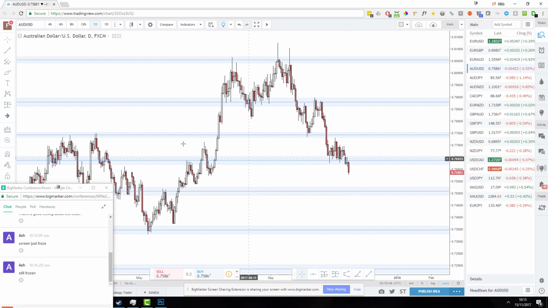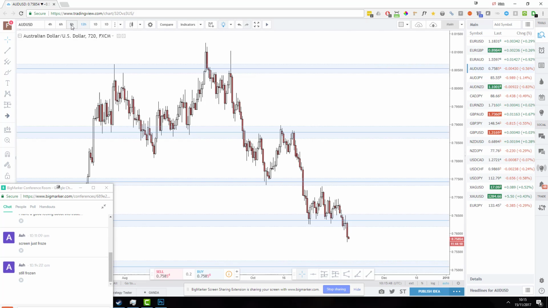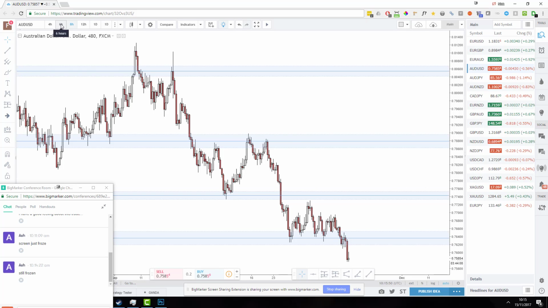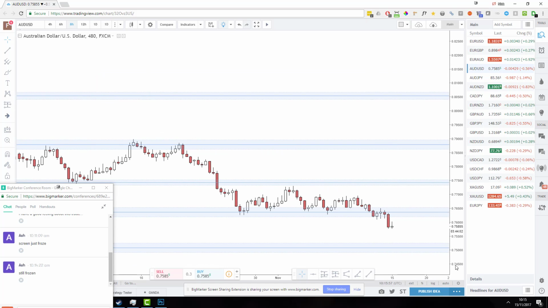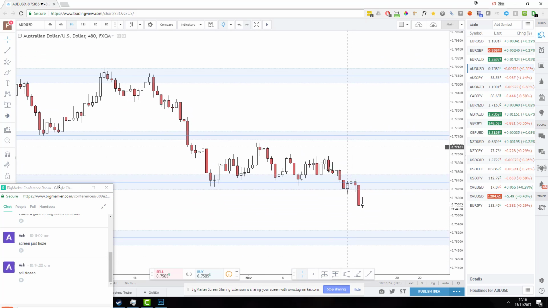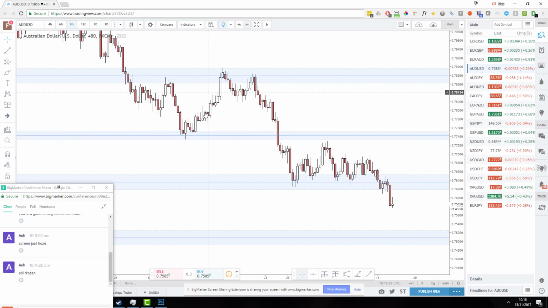AUDUSD is broken below support. Nothing much going on there. I'm glad I didn't enter that yesterday. We talked about this yesterday, and I said that I didn't think it was worth entering. I thought it was way too risky. I'm glad I didn't, because it's continued to move down, which isn't a big surprise really.